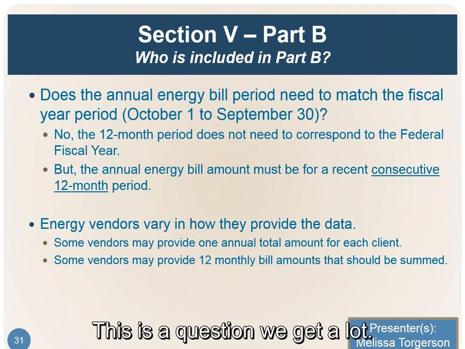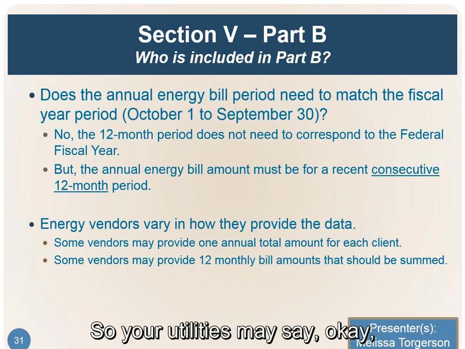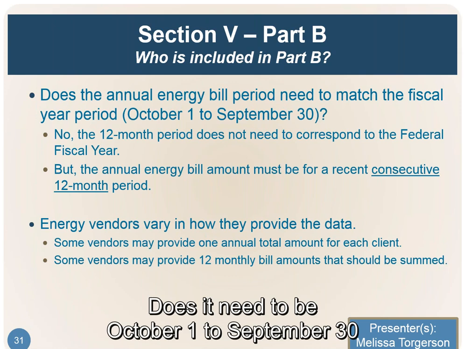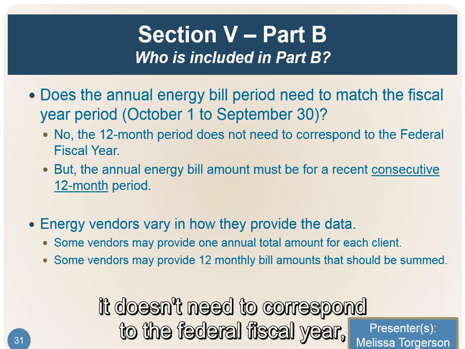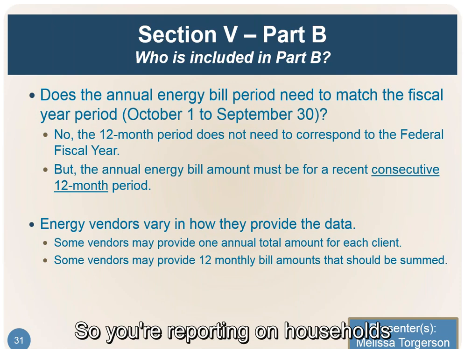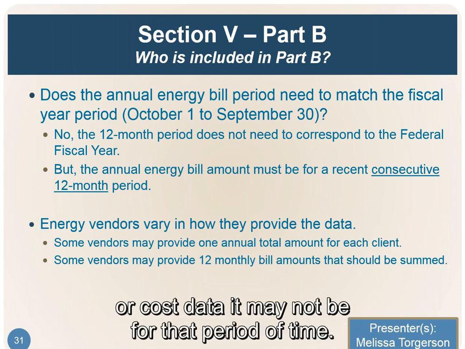This is a question we get a lot. Does the annual energy bill period need to match the fiscal year period? Your utilities may say, okay, we understand you want 12 months of billing information. Does it need to be October 1 to September 30 to match the fiscal year? The answer is no, it doesn't need to correspond to the federal fiscal year, but it must be for a recent consecutive 12-month period. So you're reporting on households assisted during the federal fiscal year, but when you collect their energy bill or cost data, it may not be for that period of time.